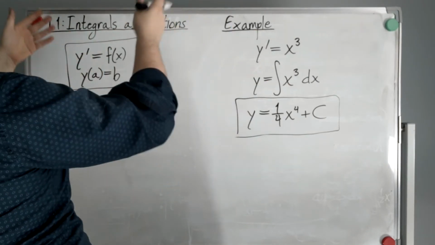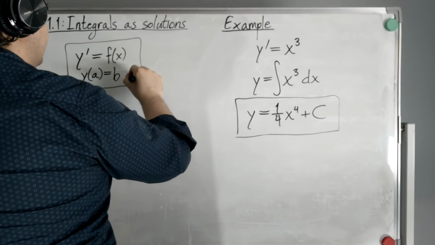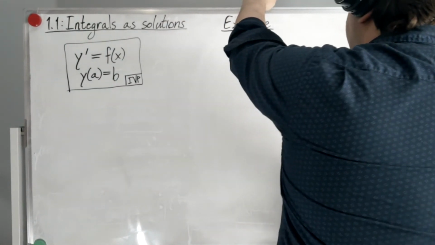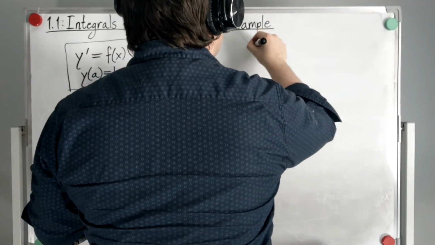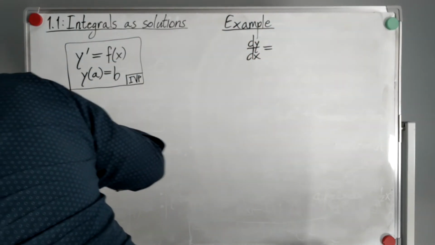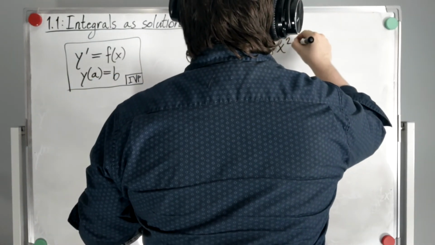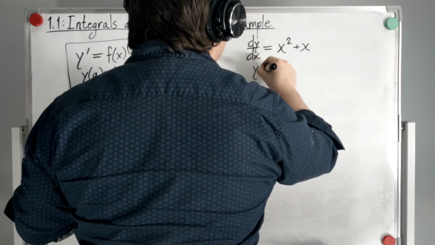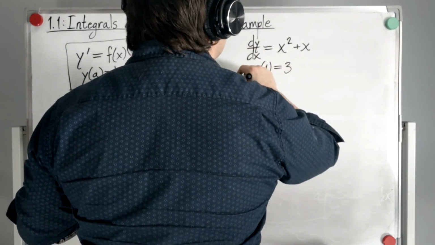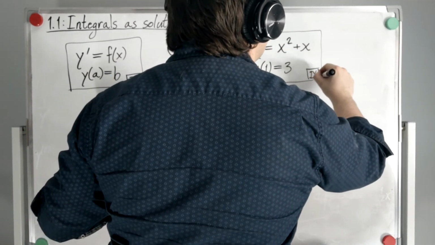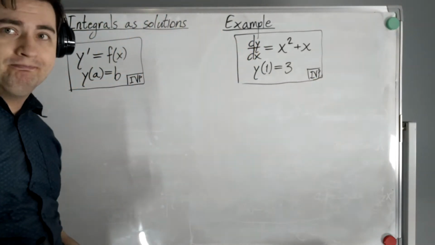Together, the differential equation with the condition is called an initial value problem. And we're going to look at an example now. So suppose we have dy/dx equals x squared plus x, with the condition that y of 1 has to be 3. So these two things together form an initial value problem.